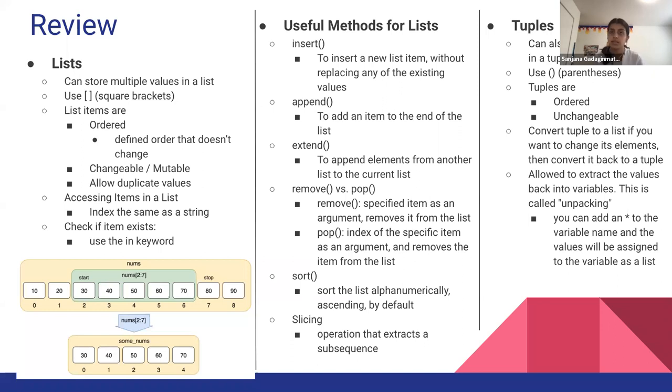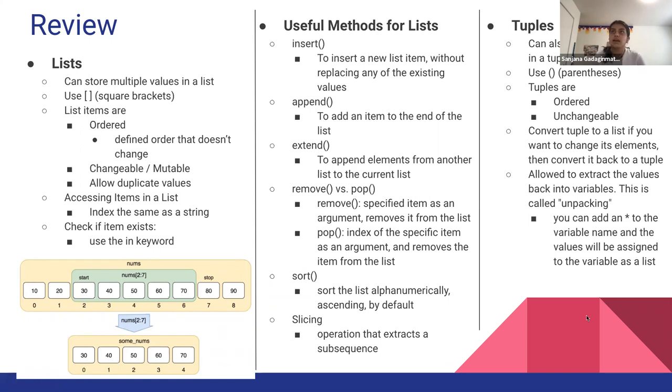And then we have sort, and that sorts the list alphabetically, ascending by default. And you wanna be careful when you have uppercase and lowercase letters. Let's say you have a list of strings and you have uppercase and lowercase. It may do different things than you would expect it to do. So be careful. And again, slicing is an operation that extracts a subsequence, and over here, this is an example of slicing. So you have the start index, which is 2, and the end index, which is 7 minus 1, 6. And then it would give you the substring of that.